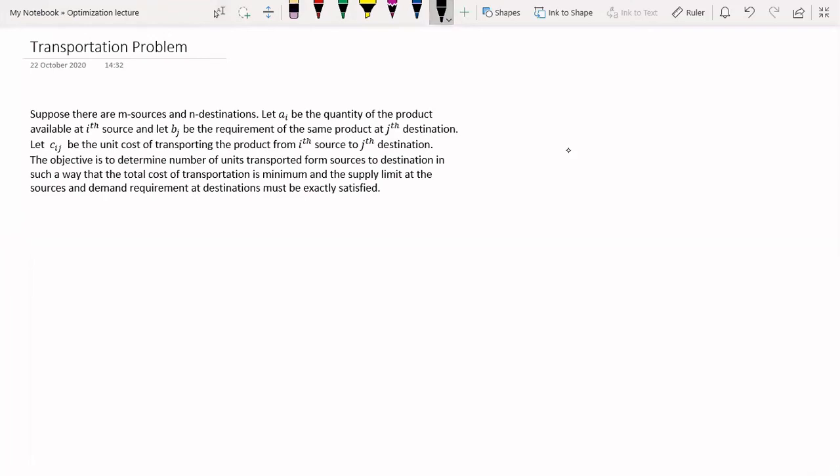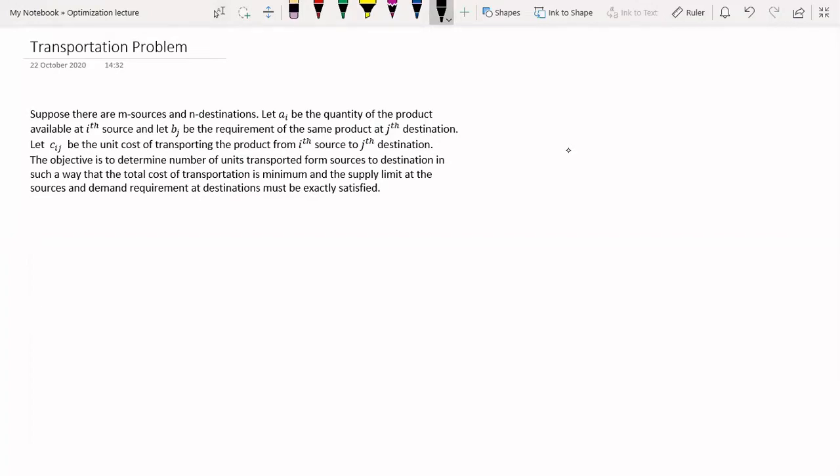So let us start with the transportation problem. What is a transportation problem? Suppose you are given M sources and N destinations, and you want to transport a homogeneous product, meaning one product, say apples, from these sources to the destinations.